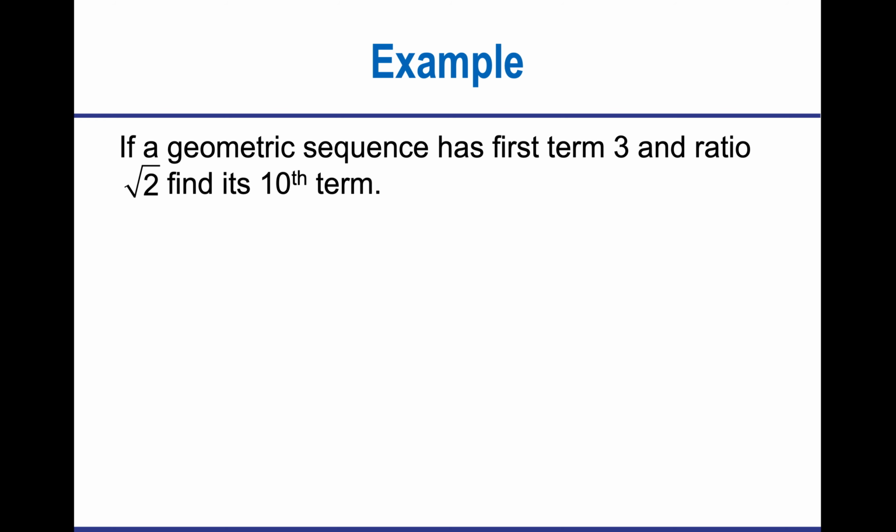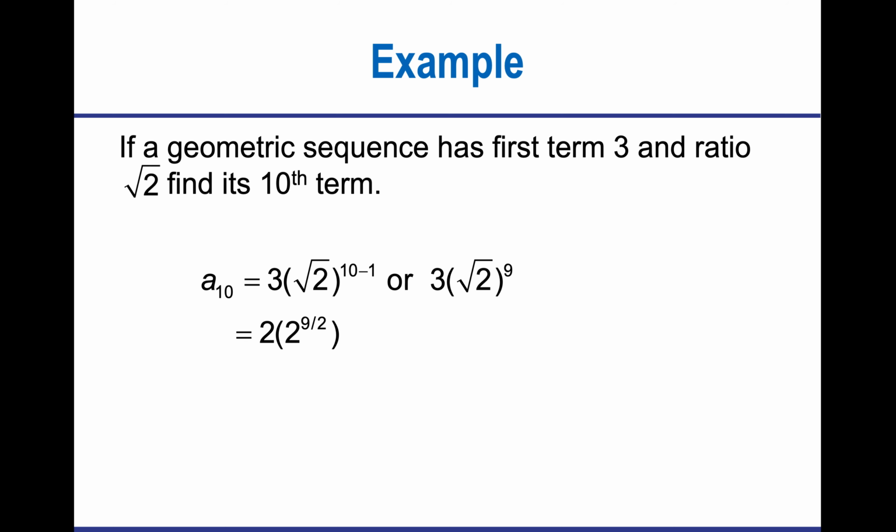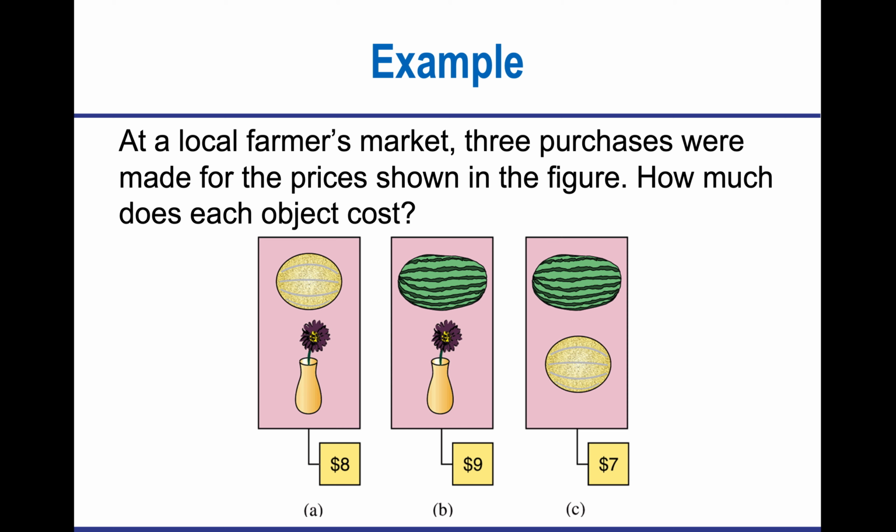If a geometric sequence has the first term of 3 and a ratio of the square root of 2, we're going to use that exact same formula. So the square root of 2 is my ratio. It's going to go in parentheses. And I'm going to do the term minus 1. So if I want the 10th term, I'm going to plug in 10 for n. But when I subtract the 1, that gives me the 9 value. And I'm going to simplify that. And I'm going to get 2 times 2 to the 9/2, which I can keep simplifying until I get 48 over square root of 2.